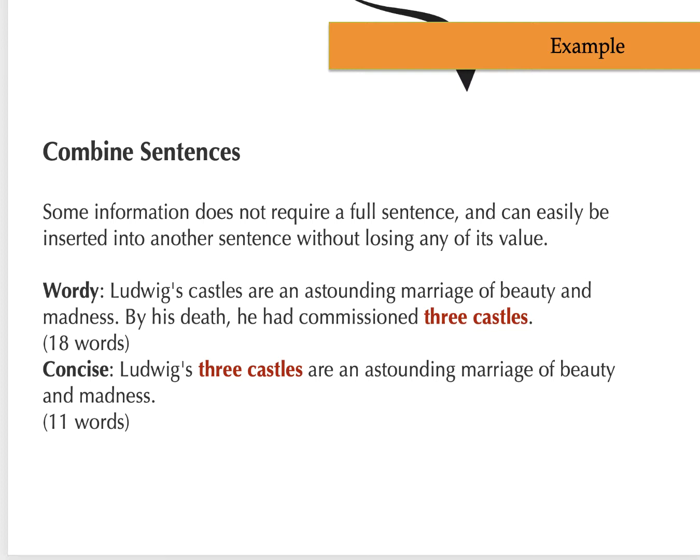Combining sentences, you may combine two sentences into one. Ludwig's castles are an astounding marriage of beauty and madness. By his death, he had commissioned 3 castles. Two sentences. They've taken the 3 castles, put it in the first sentence, and it reads, Ludwig's 3 castles are an astounding marriage of beauty and madness. And that's only 11 words. So you cut out 7 words by doing that.